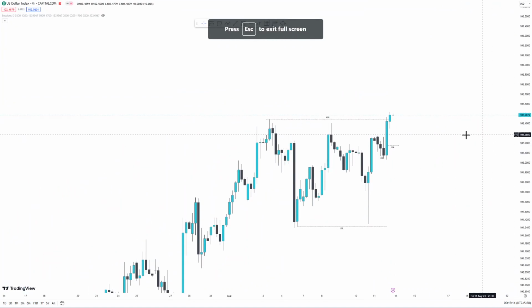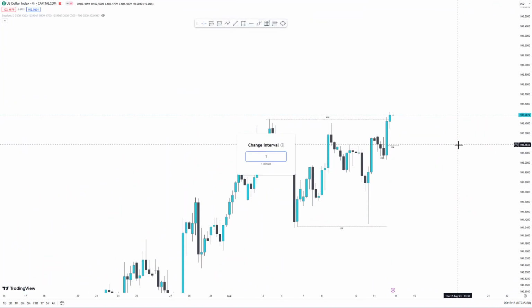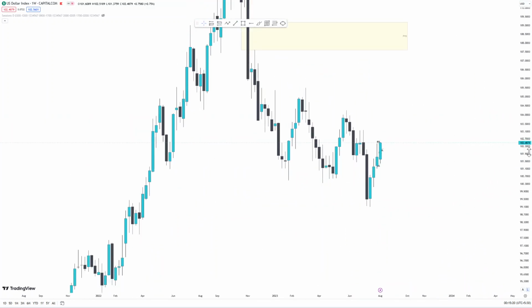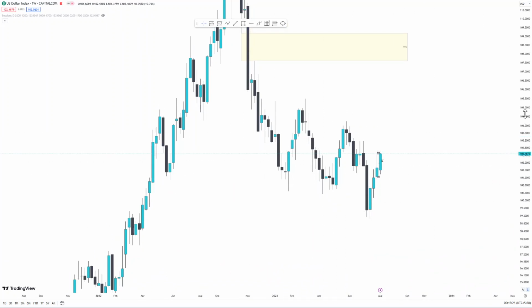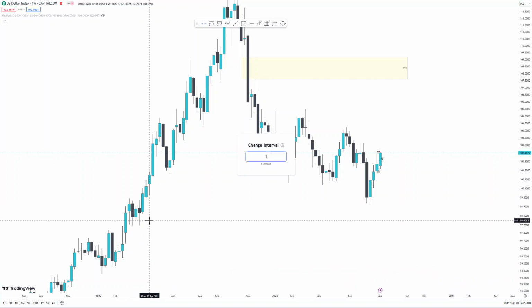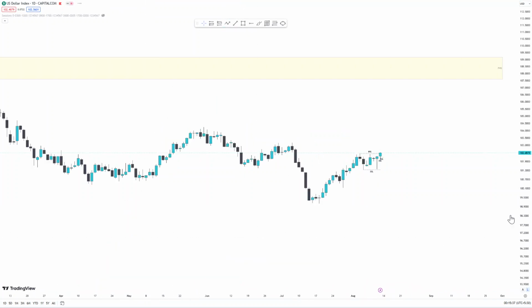As always, let's start with our DXY. Let us go to the 1 week time frame. Nothing much on the weekly time frame, same as the previous weekly analysis video. We have this FVG left over here and price is reacting from this demand zone, this bullish order block. So let's jump into the 1 day time frame.